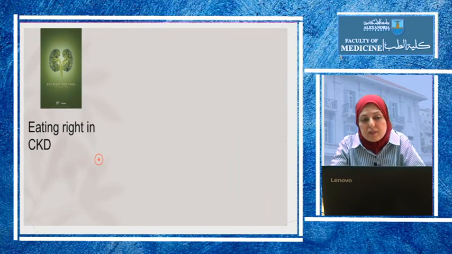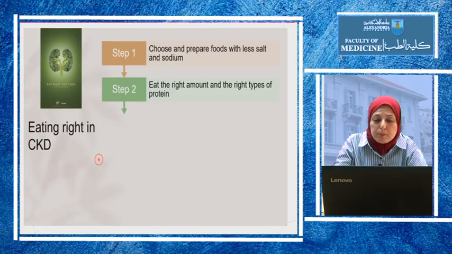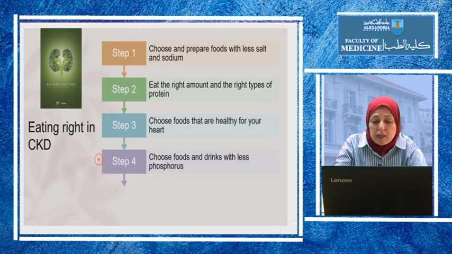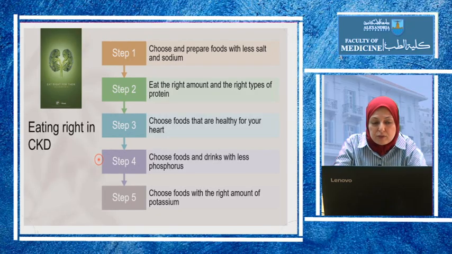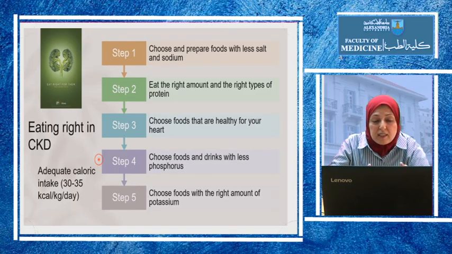difficult for a patient. And eating right in chronic kidney disease is more complicated. We should choose and prepare food with less salt and sodium in most cases. The patients should be recommended to eat the right amount of protein. They should choose food that is healthy for their heart. They choose food and drinks that contain less phosphorus because they can have hyperphosphatemia, and they should choose food with the right amount of potassium. So there are a lot of guidelines regarding nutrition in chronic kidney disease, and also they should take adequate caloric intake, or their proteins will be converted into sugar, and they will not benefit from it.